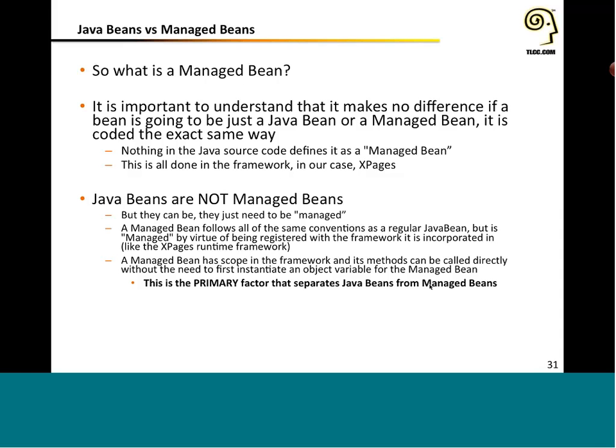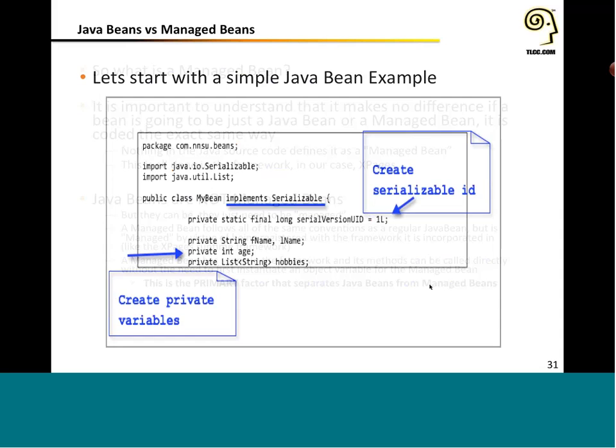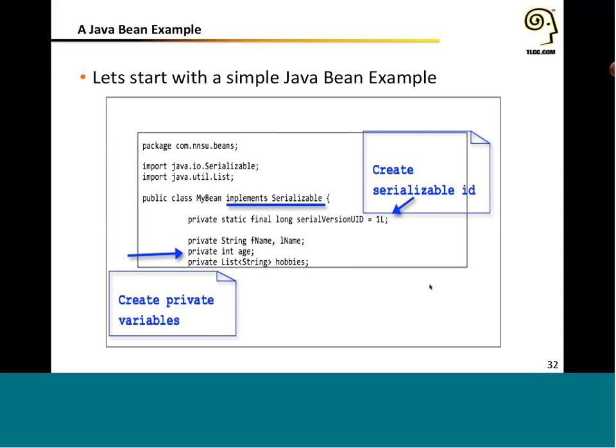Right, is the ability to go in and say, here's an object that's basically in memory and it lives based upon the scope that I've set it to. Okay. Let's start with a simple Java bean example, and you'll see that, again, there's no great shakes to this.